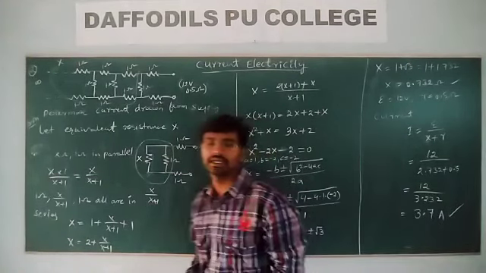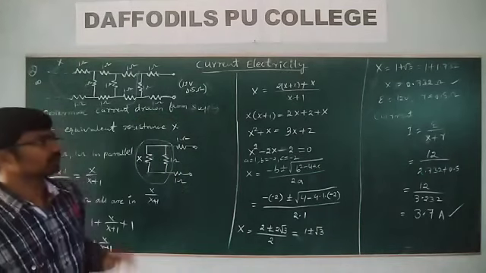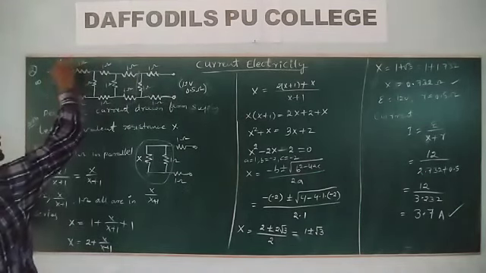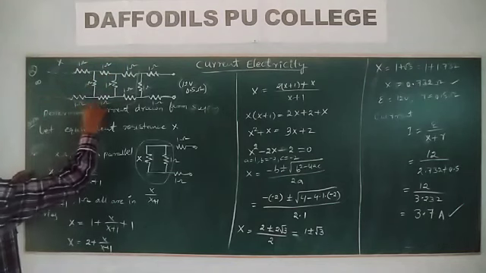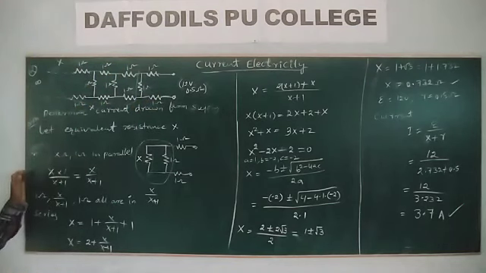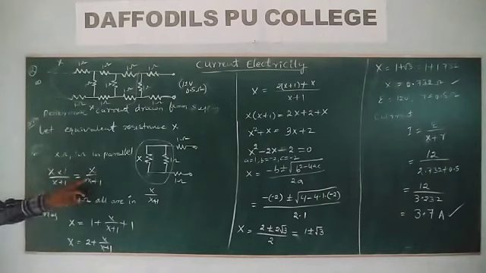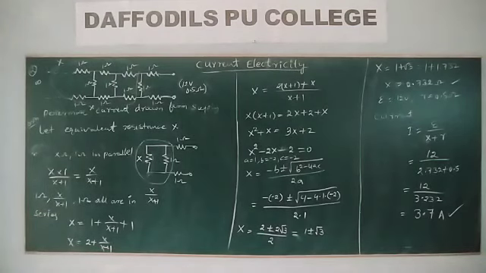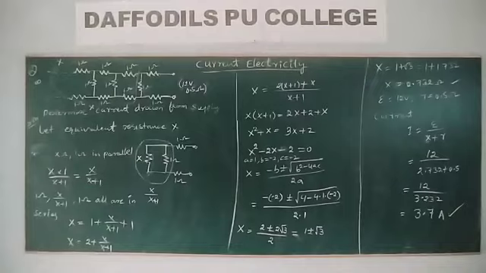This is like an infinite series network. For that, we take the total network as x, and the equivalent resistance is also equal to x. Then we equate it so that we can find the x value, so that the current in the circuit can be measured.